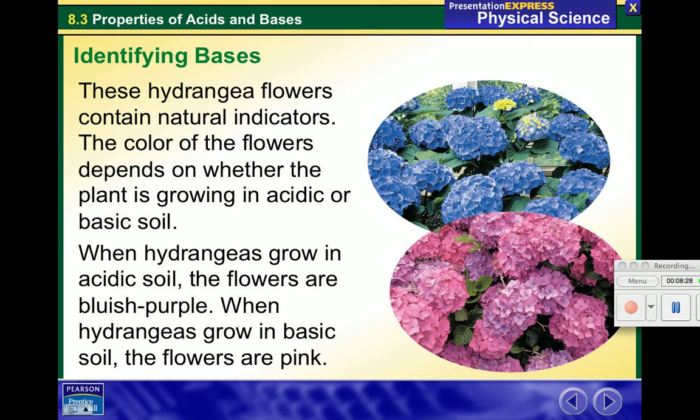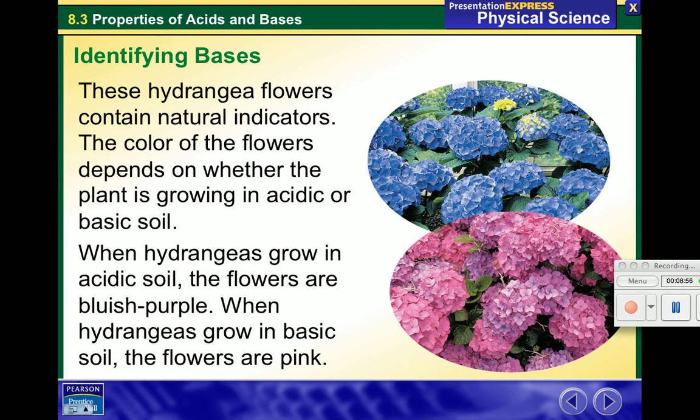There's a very natural form of indicator, these beautiful hydrangeas. If you ever or you know somebody who has hydrangeas in their garden, the color of the hydrangea comes from how acidic or basic the soil is. If your soil is very acidic, then your hydrangea will bloom blue. And if your hydrangea is growing in kind of basic soil, then your hydrangea will grow pink.